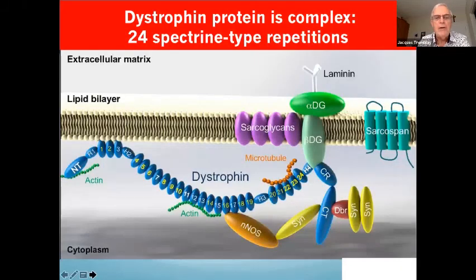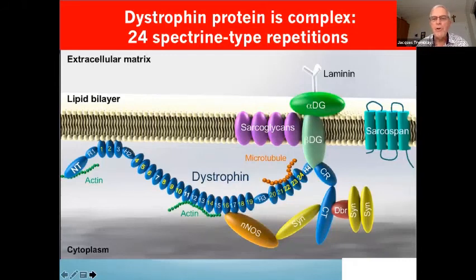Here we have a scheme of that dystrophin protein, which is underneath the membrane of the muscle fiber. The membrane is in pale white, and the dystrophin protein is in blue. And as you can see, there are numbers from 1 to 24. These are called spectrin-like repeats. It's a bit of a repetitive structure. And the dystrophin protein itself at the N-terminal will be binding with actin. At the C-terminal, it's binding with a lot of other proteins, which are called the dystrophin complex.